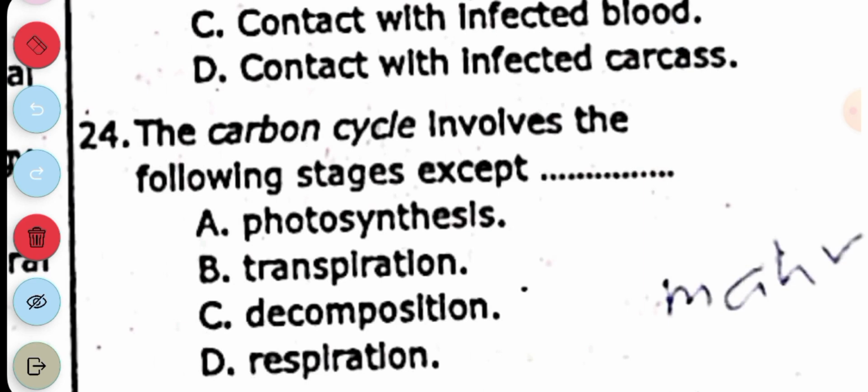24. The carbon cycle involves the following stages except A. Photosynthesis, B. Transpiration, C. Decomposition, D. Respiration. And the answer to question 24 is B. Transpiration.